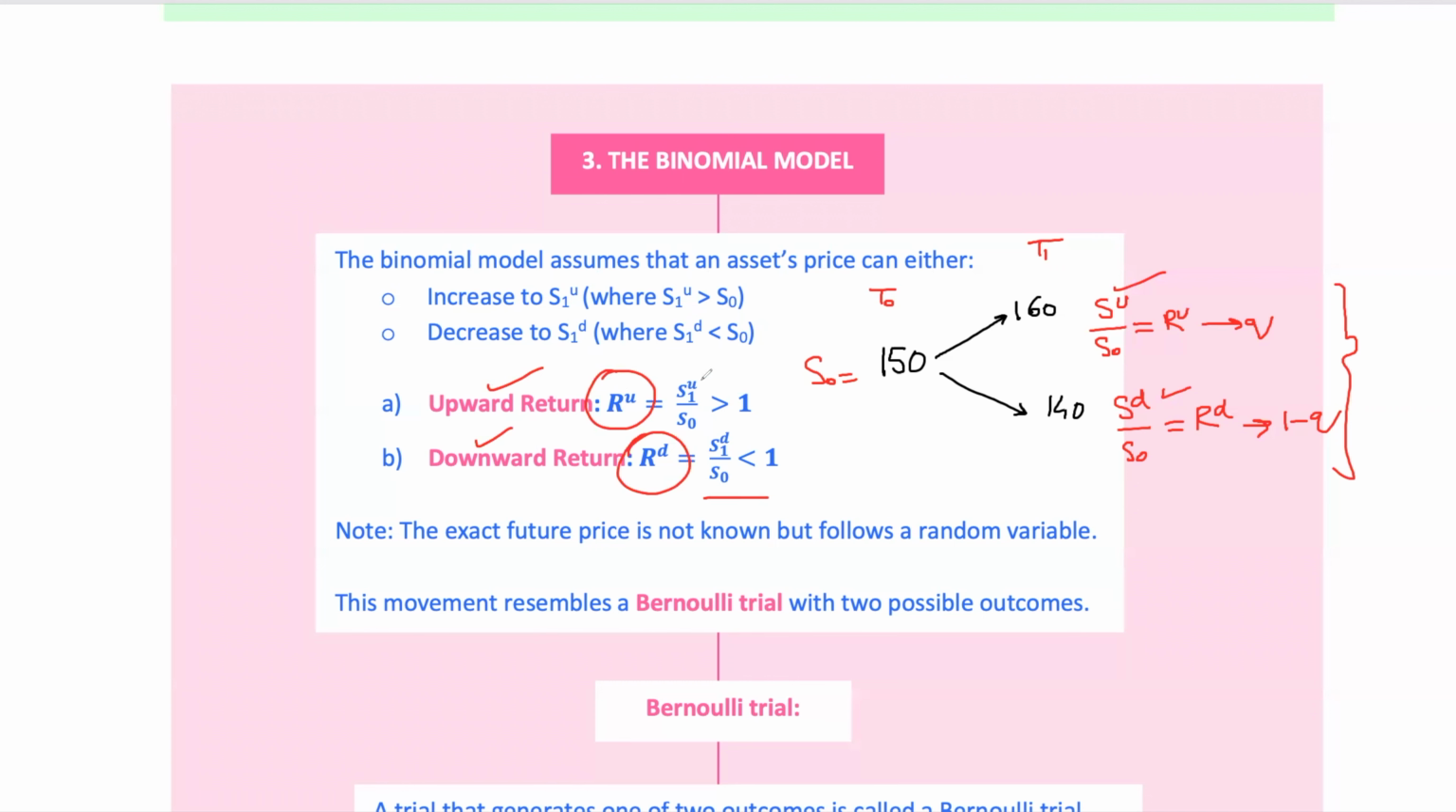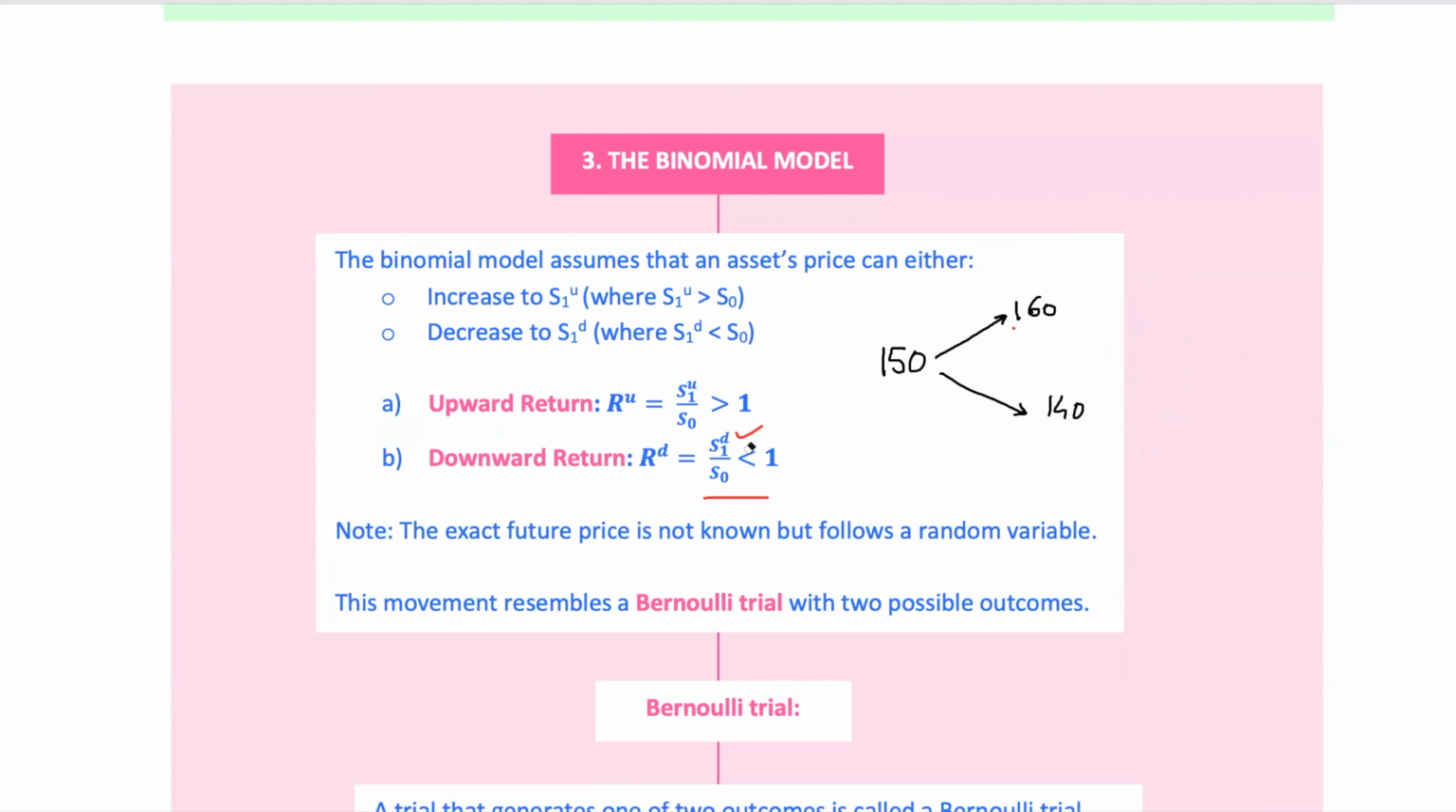It's just the future price divided by today's price. So if the stock jumps from $150 to $160, we'd say the R up, or Ru, is 160 divided by 150, which is 1.067. That just means the price increased by 6.7%. And if the stock falls to $140, the R down is 140 divided by 150, which is 0.933. That means it dropped by 6.7%. See, no complicated math, just simple percentages.